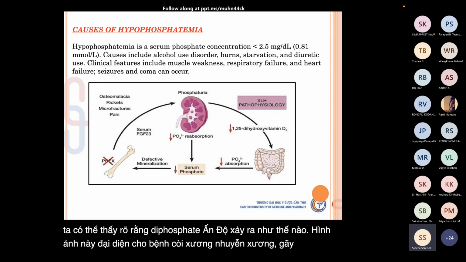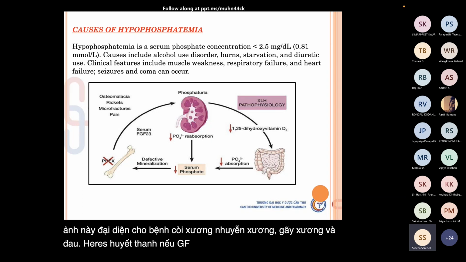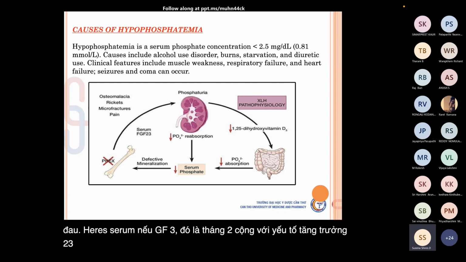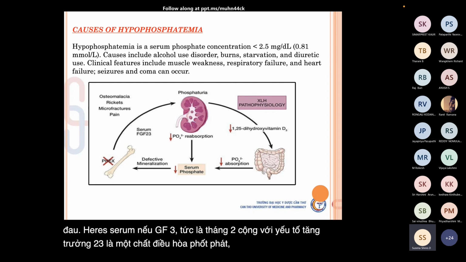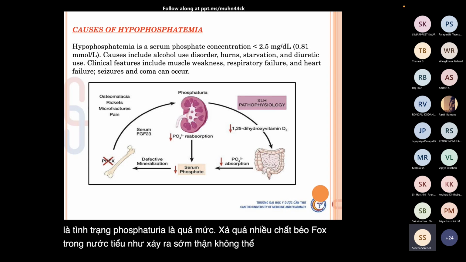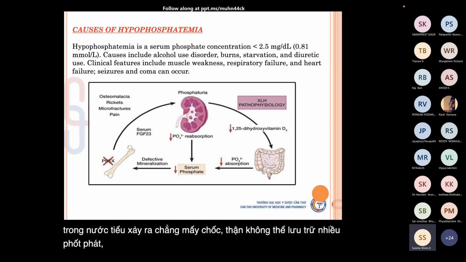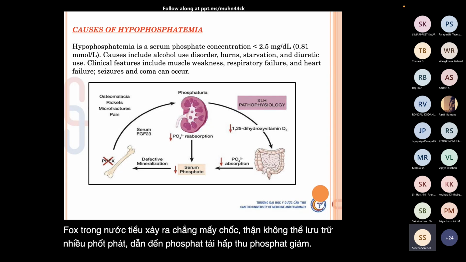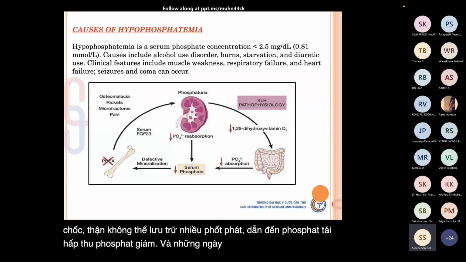Here, serum FGF23, that is fibroblast growth factor 23, is a phosphate regulating substance which is produced by osteocytes that acts on the kidney. As a result, the phosphaturia condition, which is excessive discharge of phosphates in the urine, occurs. So the kidney can't retain much phosphate, which results in decreased phosphate reabsorption, and which further leads to a decrease in serum phosphate level.